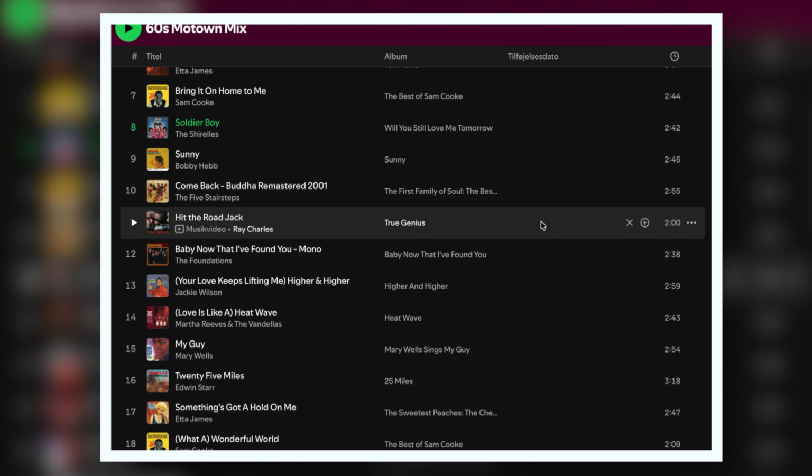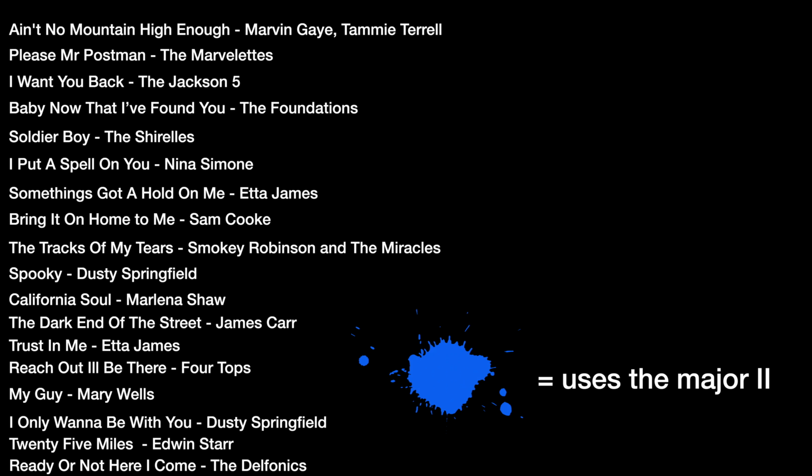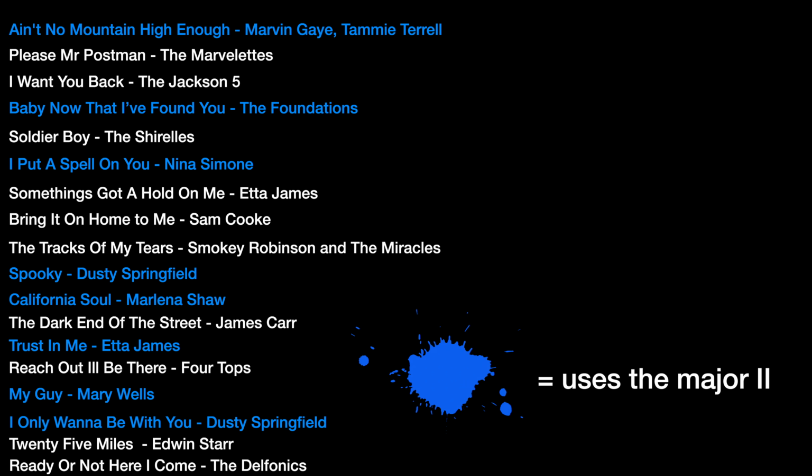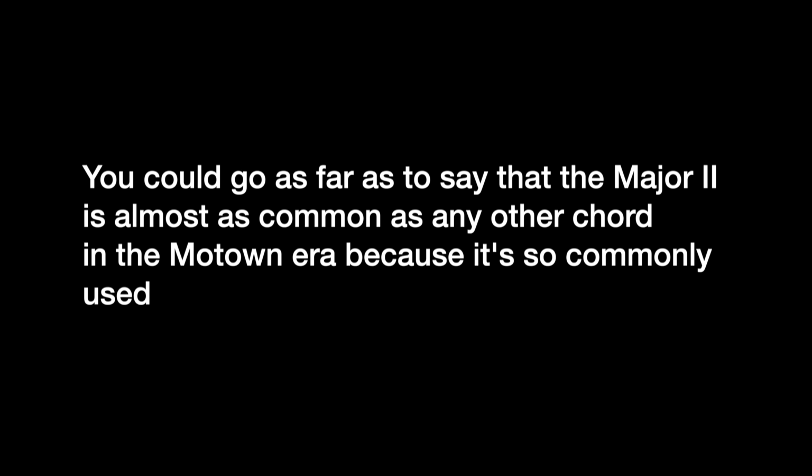I've listened to all the top songs from Motown from the 60s, and over half of them include use of the 2 chord played in major. You could go as far as to say that major 2 is almost as common as any other chord in the Motown era because it's so commonly used. And a modern day example is seen in artists who wear their Motown inspirations very much on their sleeve.